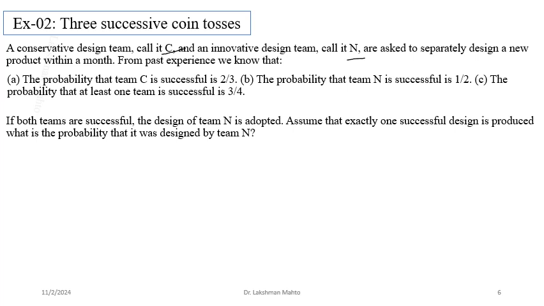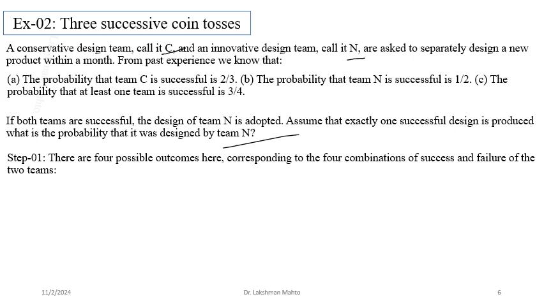Assume that exactly one successful design is produced. What is the probability that it was designed by team N? That we have to compute. So what kind of outcome will we have in this question? Any idea? We have to see the pattern of outcome here. In order to solve this problem, we have to define the outcomes.